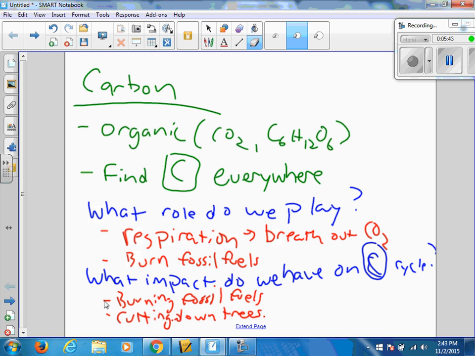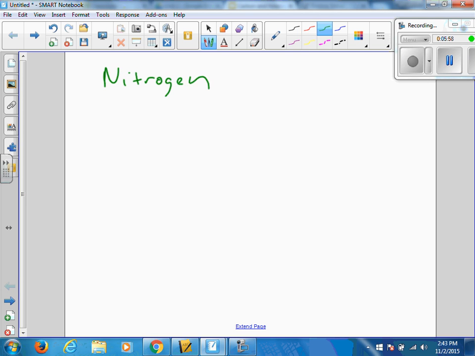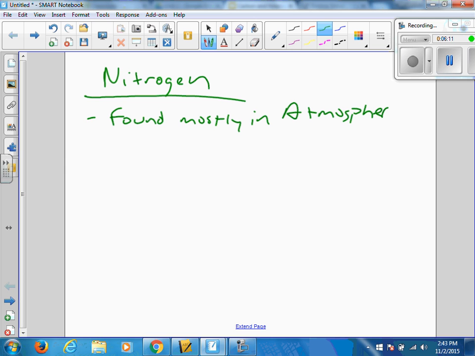I want to transition now to the nitrogen cycle. So again, if I'm going too fast, just stop. But with nitrogen, just a couple of things about the nitrogen cycle. About 80% of the atmosphere is made of nitrogen. And so how do we actually get it from the atmosphere into living systems? Because that's an important concept.